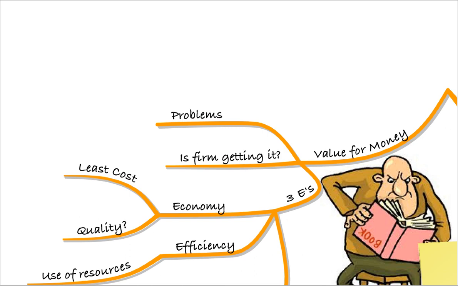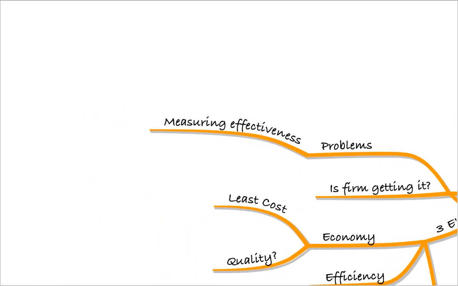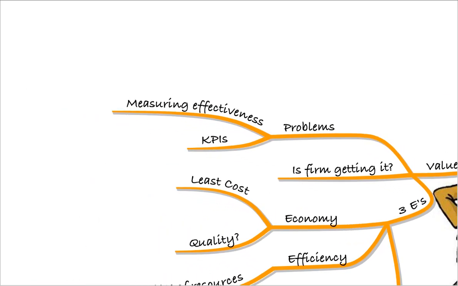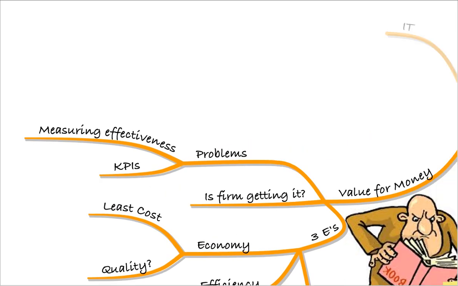Some of the problems around value for money are measuring effectiveness. How do you do that? Well, firms will usually use key performance indicators. So that's what value for money is, and that's some of the problems around it.